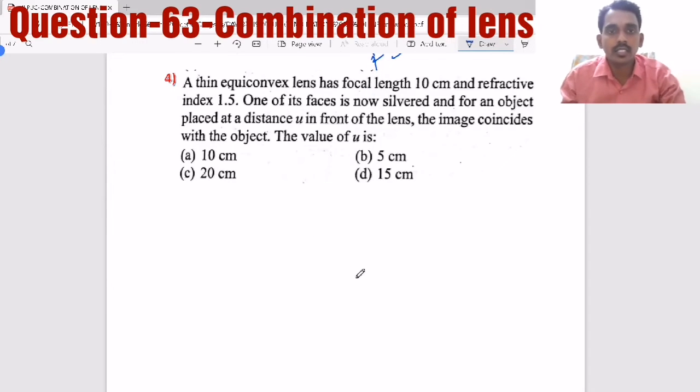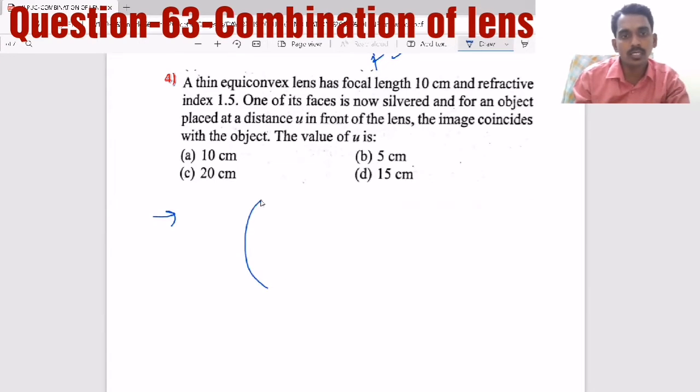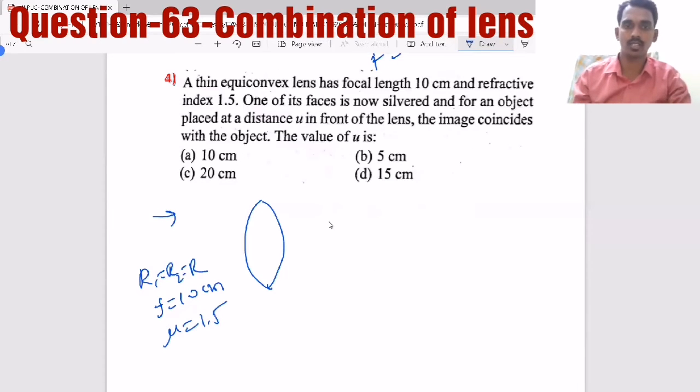Now, next is a thin equiconvex lens with a given focal length and refractive index. One of its faces is now silvered. So one thin convex lens, equiconvex means nothing but R1 equal to R2 equal to R. The focal length is 10 centimeter and the refractive index is 1.5. Now it is silvered on one of the sides. The image coincides with the object. Here the image should coincide. Now see here.